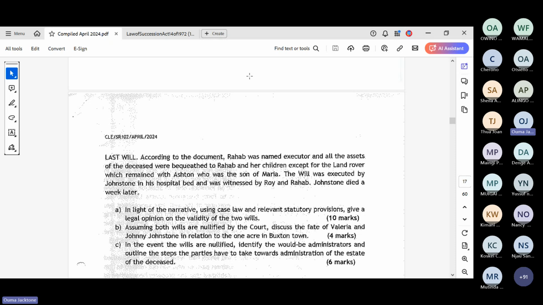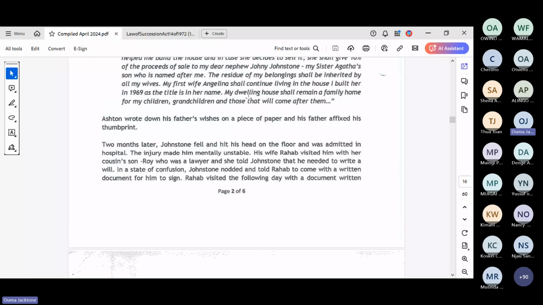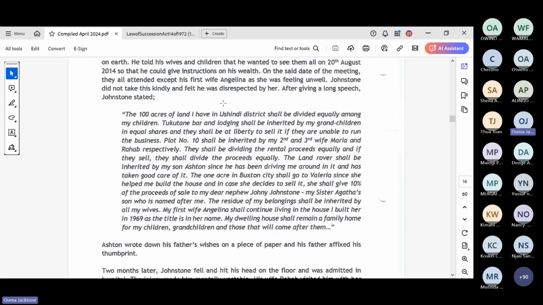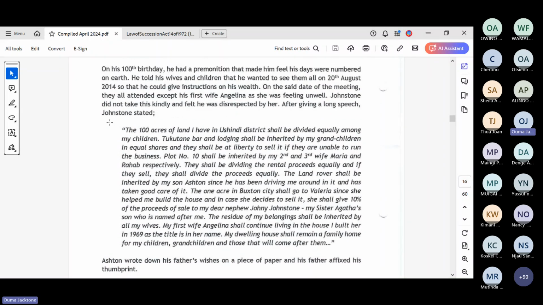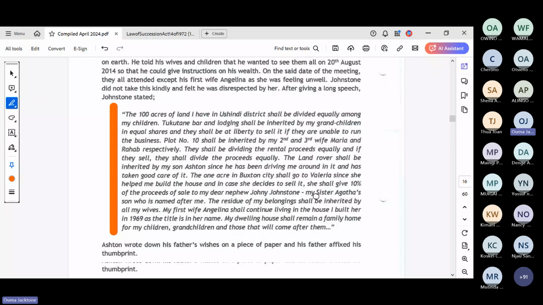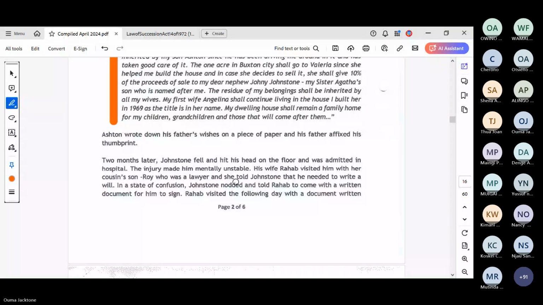All right. So normally question ones are set like this: validity of wills. All the time you'll find questions of this nature. So in this instance, we have two wills. The first will is this will that was made, the one that you can see in that quotation. And then the second one is this one.